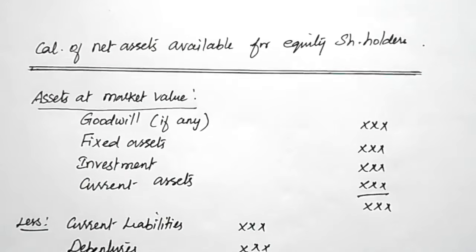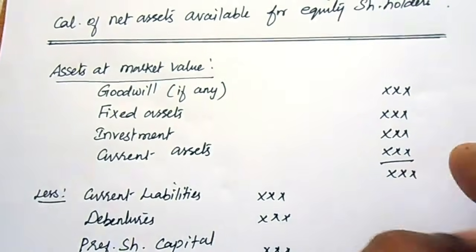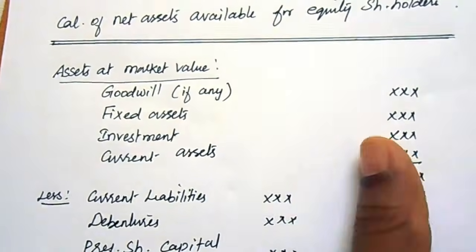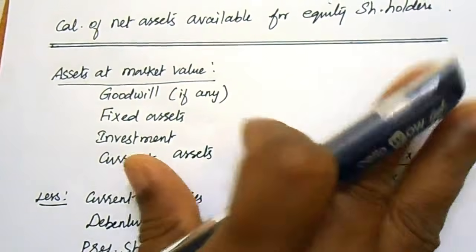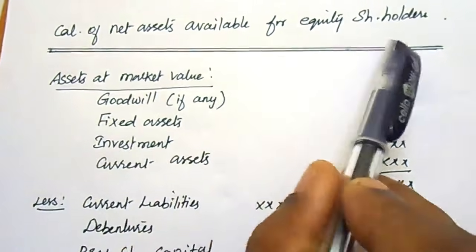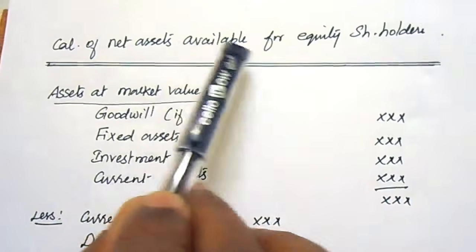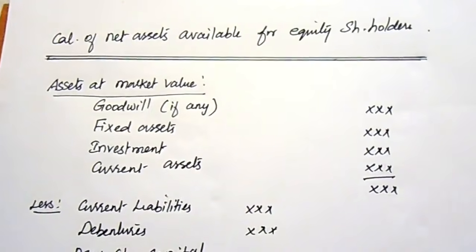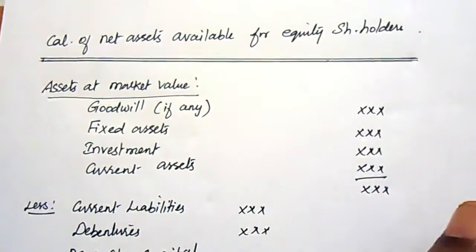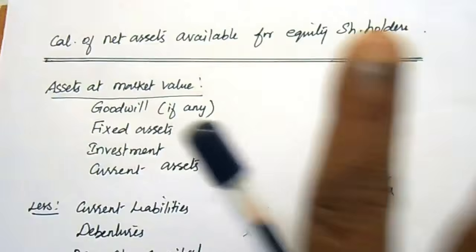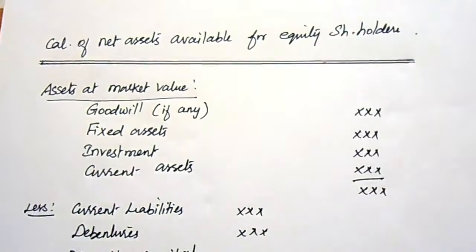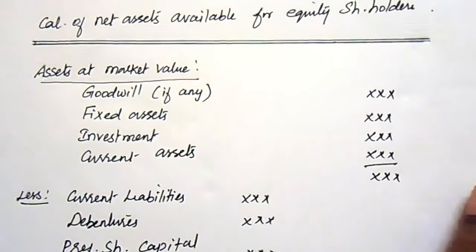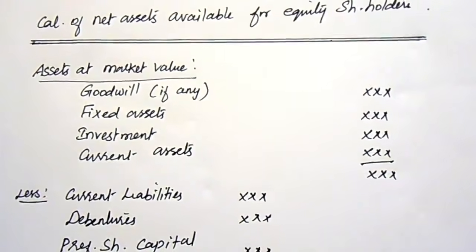The second one is fixed assets. If there is any fictitious asset given on the asset side of the balance sheet, just leave it. You need not take it into consideration while you calculate the net asset available for equity shareholders. In this calculation, just eliminate all fictitious assets. Fictitious asset means it is not a real asset, but certain things are recorded on the asset side of the balance sheet. For example, the debit side of the profit and loss account.